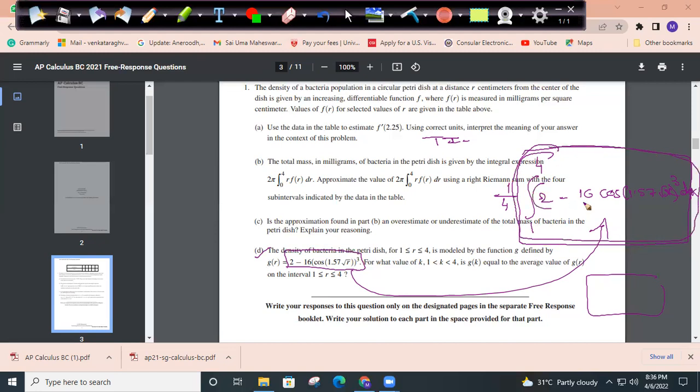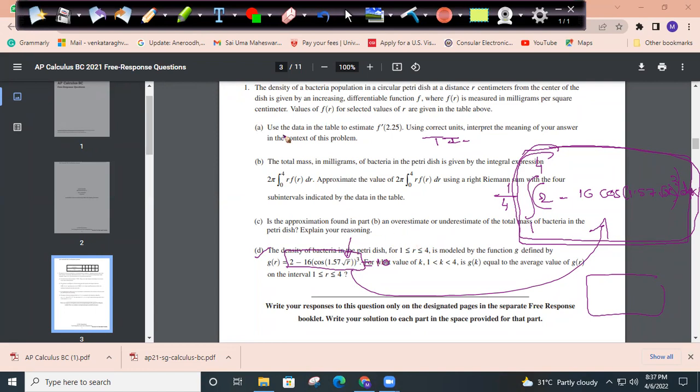Just input it in the calculator, keep this in brackets, and you'll get the answer in seconds, which manually you cannot find. So divide by 4, you get some value. Then again, you need to equate that value to this function. Suppose it is 10, then you'll get the value of R. That is how you need to find the answer for part D.